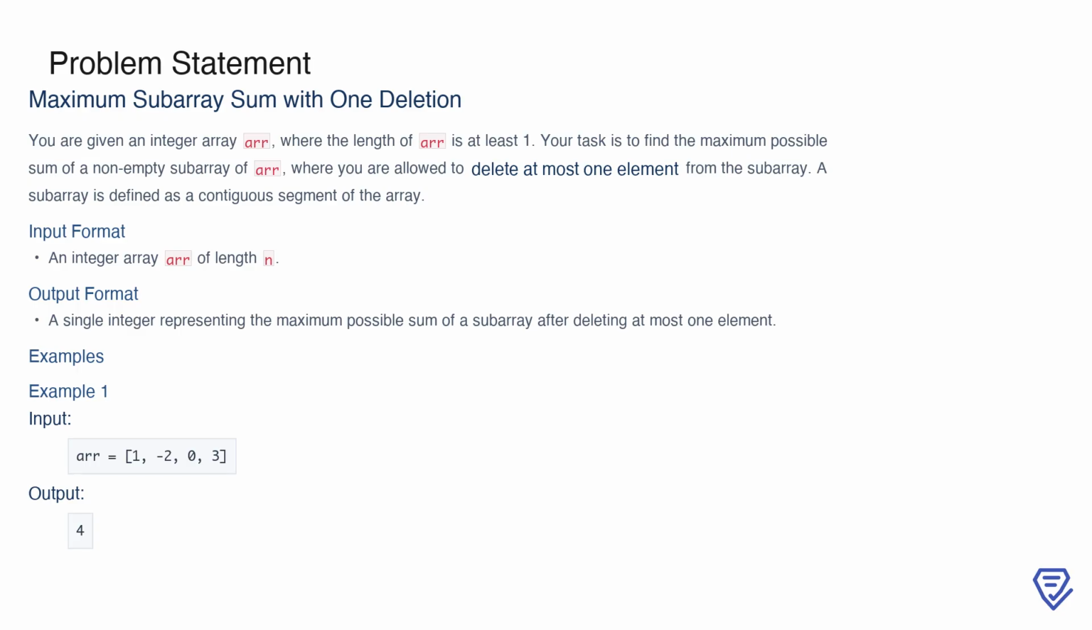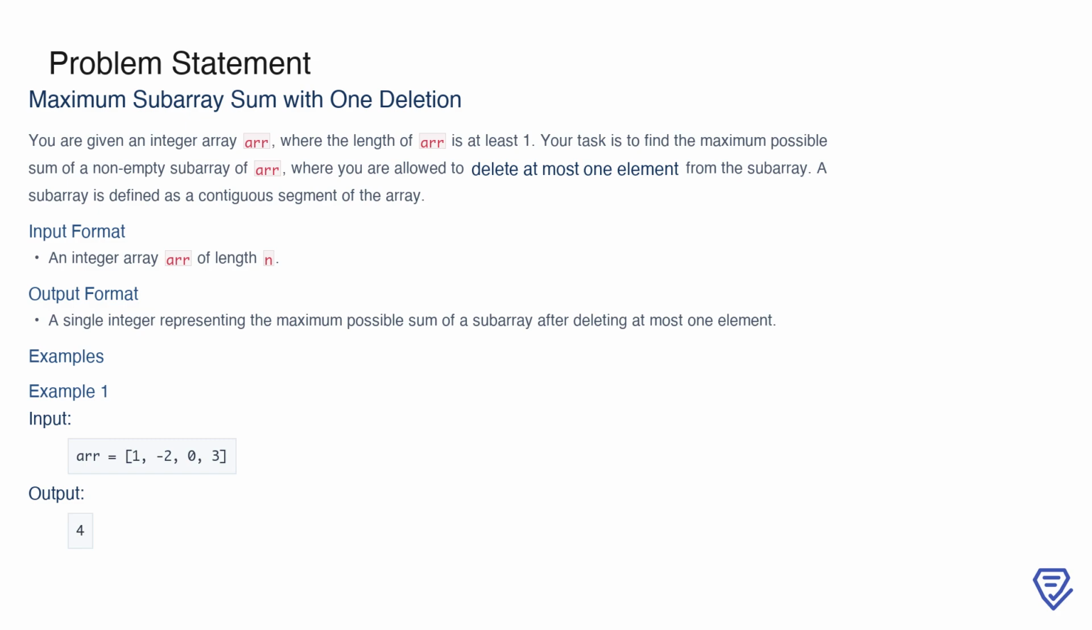The problem we're tackling here is called maximum subarray sum with one deletion. You're given an integer array called ARR, which contains at least one element. Your task is to find the maximum sum of a non-empty subarray from this array, but with one twist: you're allowed to delete at most one element from the subarray.